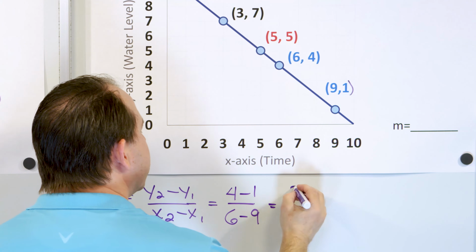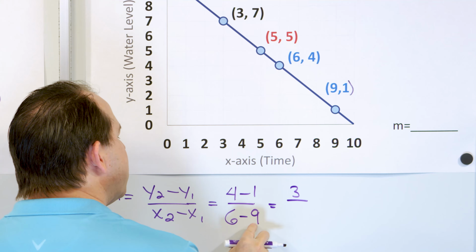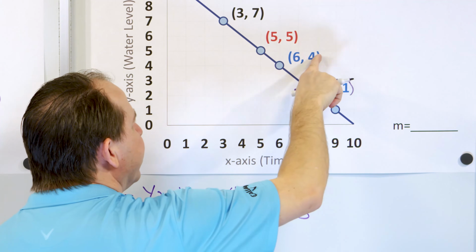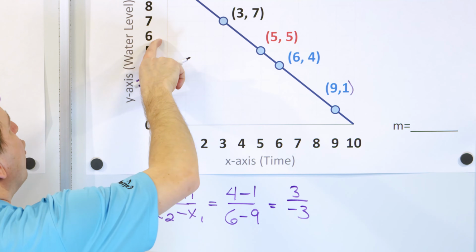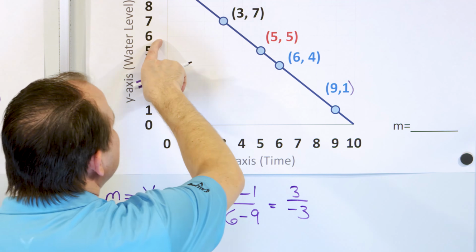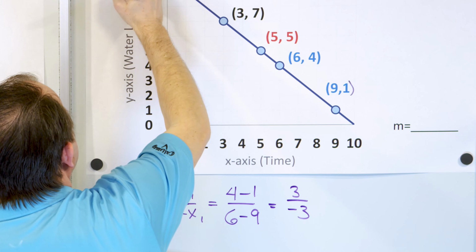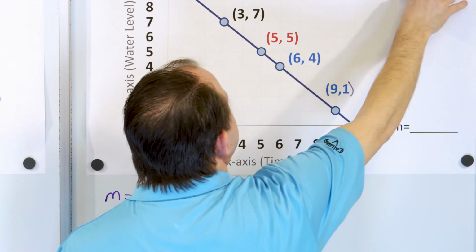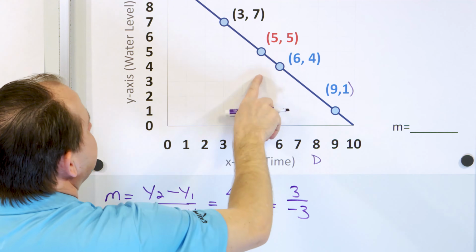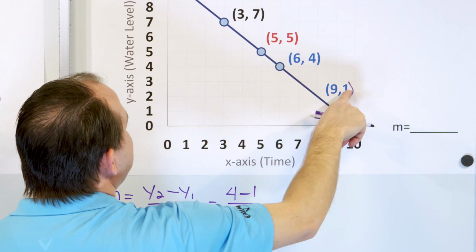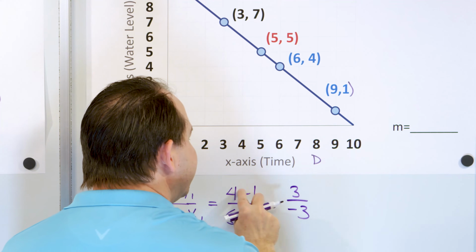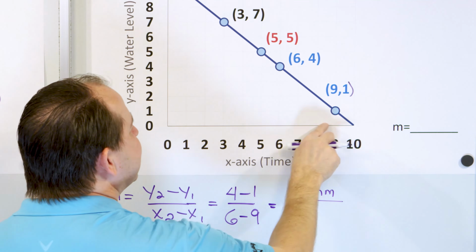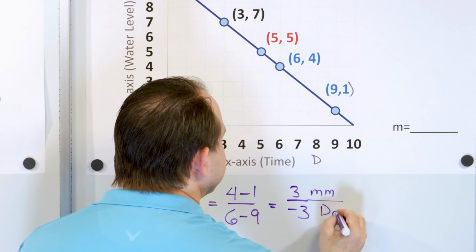Now, what is 4 minus 1? That's 3. And what is 6 minus 9? That's actually negative 3. But when we subtracted these y values here, 4 minus 1, we were subtracting water level, and that was in millimeters. I guess I could label this as millimeters, and this is time in days. So when we subtracted y2 minus y1, we were subtracting millimeters, so this distance was a difference of millimeters. And when we subtracted the time, it was in days.